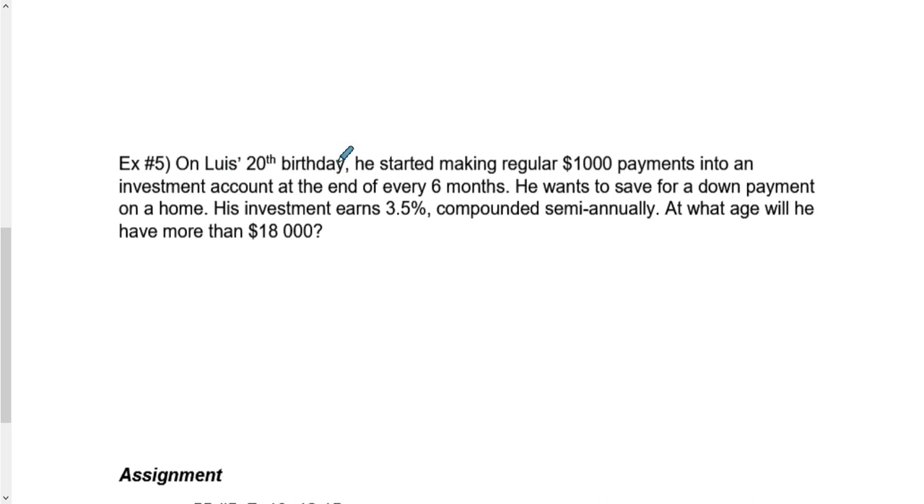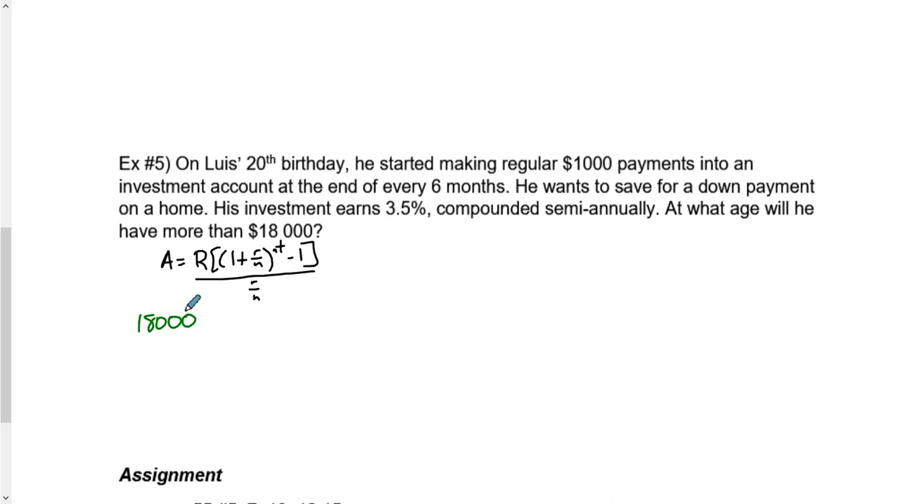On Louis' 20th birthday, he started making regular $1,000 payments into an investment account at the end of every 6 months. He wants to save for a down payment on a home. His investment earns 3.5% compounded semi-annually. At what age will he have more than $18,000? So our formula: we want to know when he will have a future value of $18,000.